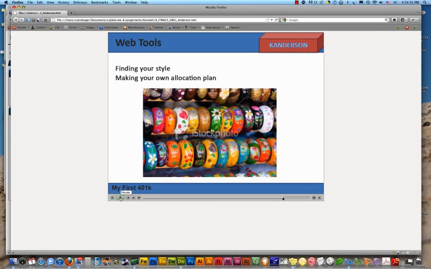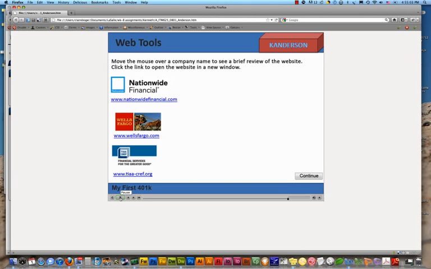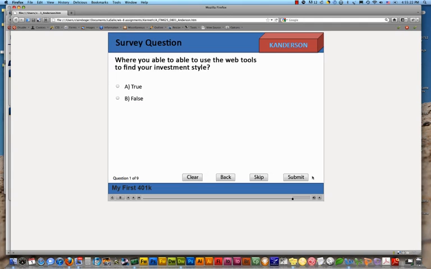The sites we're going to use are all companies you may have heard of and do not require you to invest with them or to provide any personal information. This page has links to 3 different websites. Move your mouse over the company name to display a brief description of the site. Click on the link to open the website, which will open in its own window. Okay. I would use Camtasia and do exactly what I'm doing here.